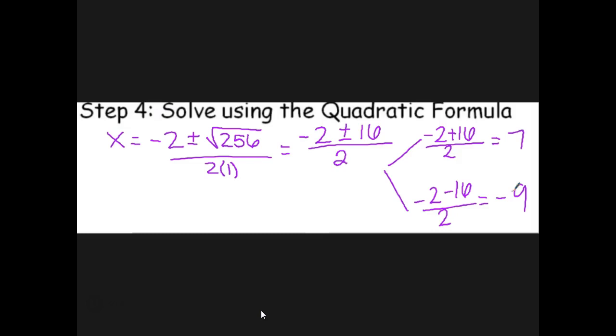So our final answer would be 7 and -9. Correct. And you only do that whenever it's a perfect square root. Correct.